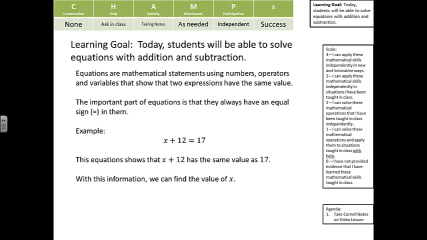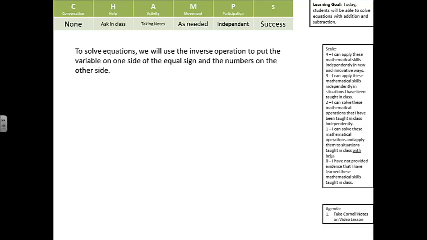So with this information, we're going to be able to find out what is the value of x. And this is called solving the equation. In order to solve equations, we're going to use the inverse operation. Inverse means opposite. So if we're having an addition problem, we're going to use subtraction. If we have a subtraction problem, we're going to use addition.